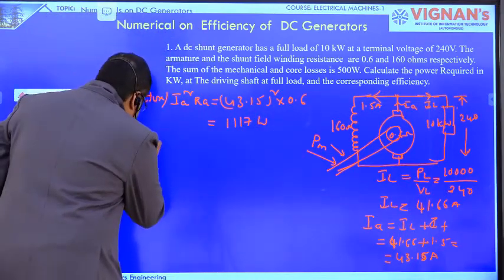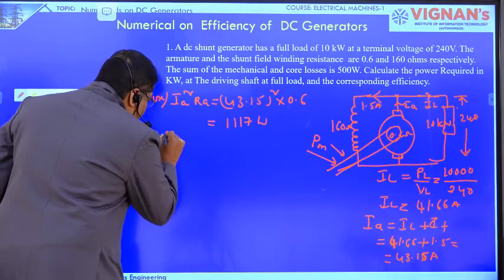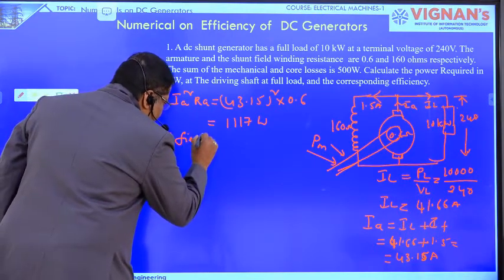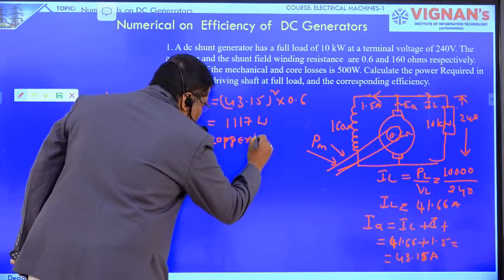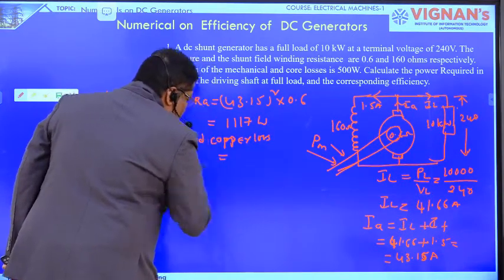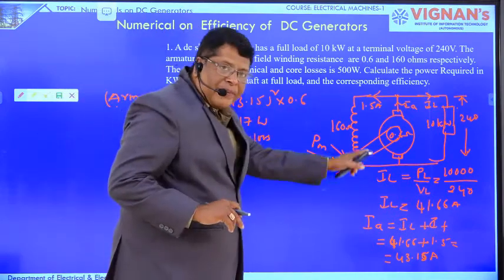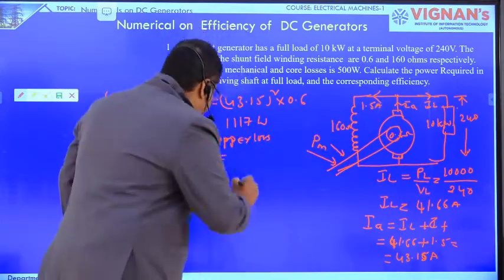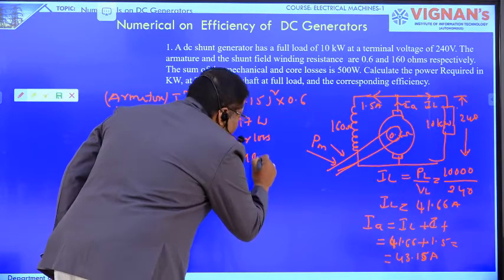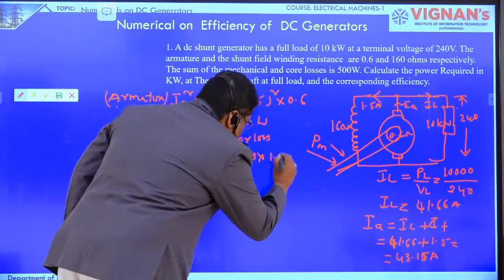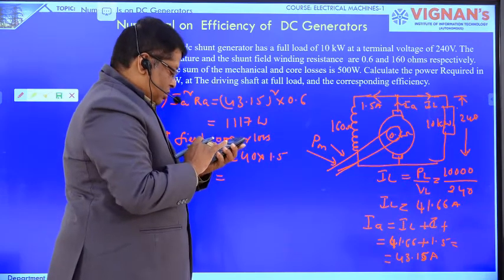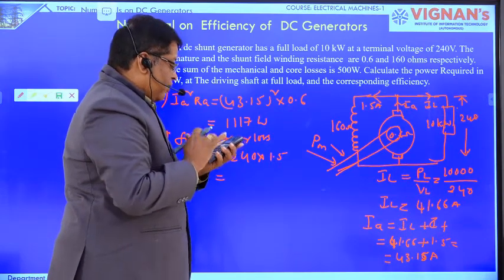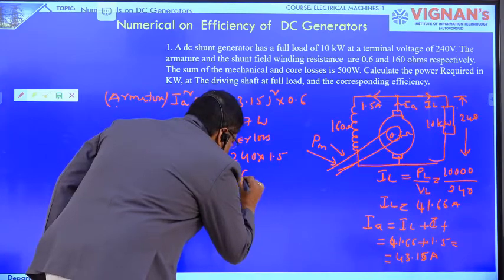Next, the shunt field copper loss equals the voltage across this branch into this current, that is 240 into 1.5. You get the value 360 watts.